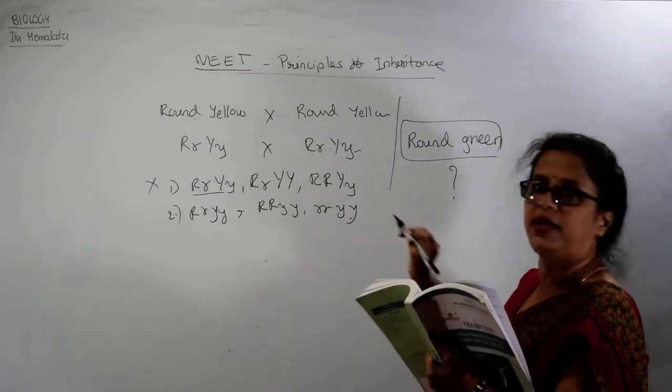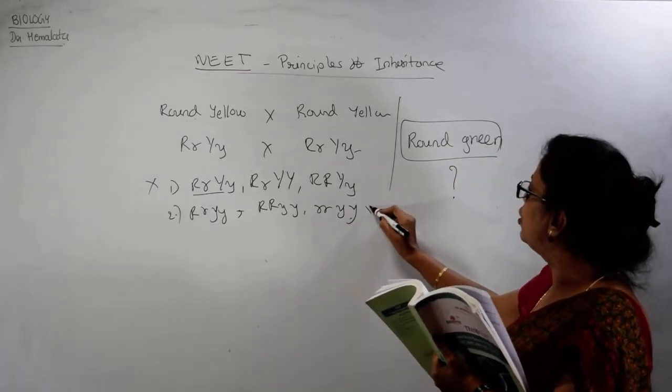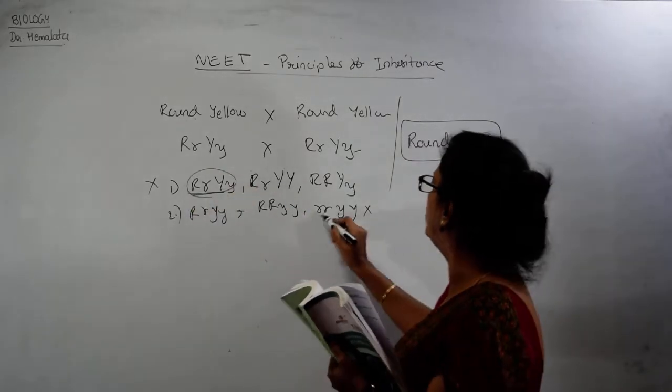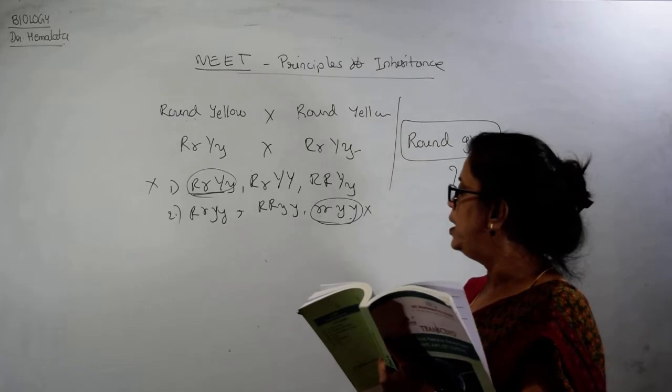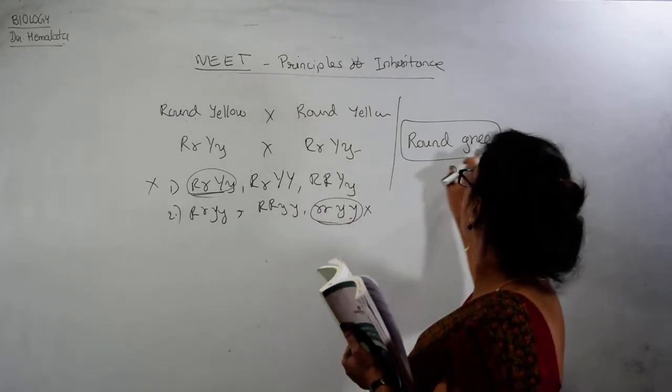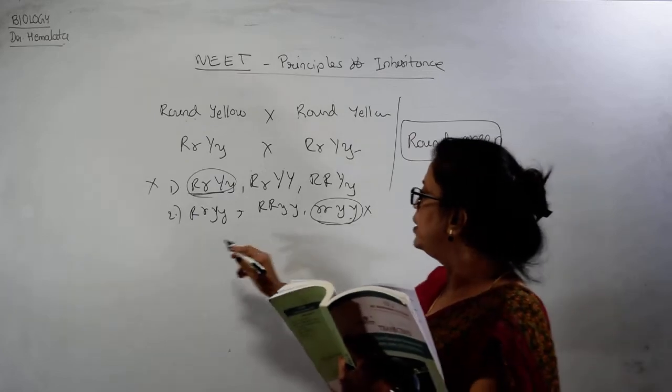is the wrinkled and green. Therefore, this is a wrong thing. Here this is wrong, this is wrong. This is a ruled out thing, you have to rule it out, because this is wrinkled and green. They are asking for round and green, so this is not correct.